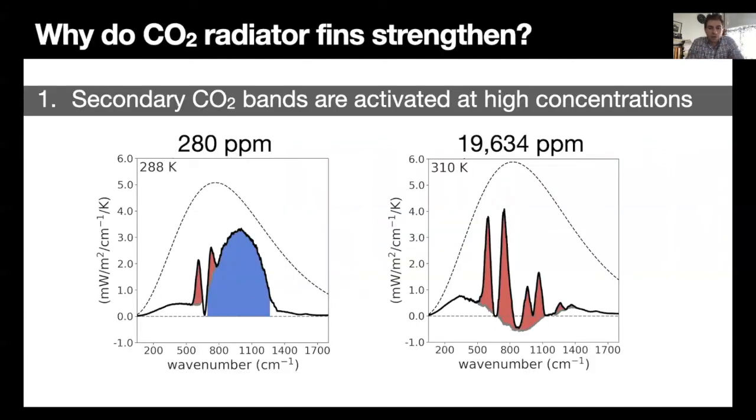Now, there's one last part of the story which I haven't explained, and that is, why do these CO2 radiator fins become so strong, so important at high surface temperature and high CO2? And the first reason is just that when there's more CO2 in the atmosphere, secondary bands of CO2 besides the 15 micron band start to become activated. So you're just expanding the spectral intervals where this CO2 radiator fin physics is active.